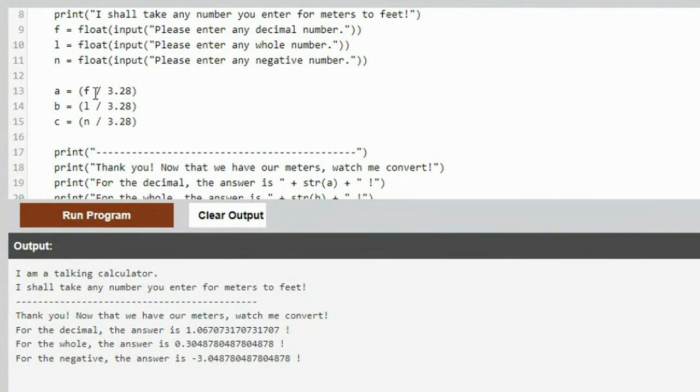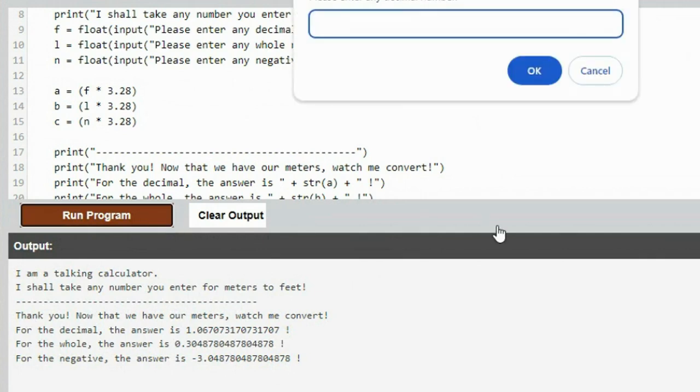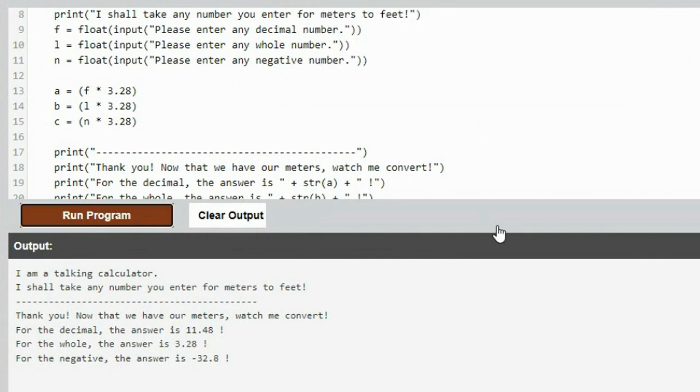So you're dividing by 3.28. You're going from feet to meters. If we change this to multiplication, all three of those. Now let's test it again. So 3.5, 1 meter and negative 10 meters. Yeah, that's 3.28 feet, but the whole number.